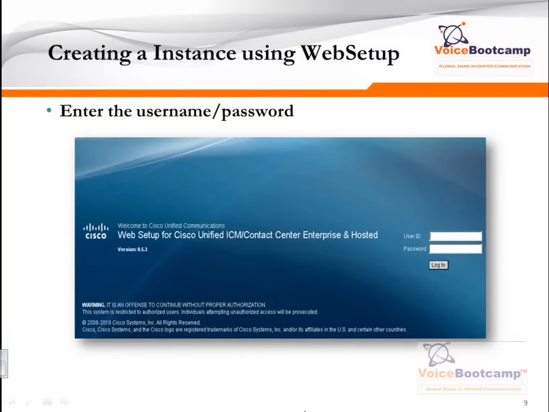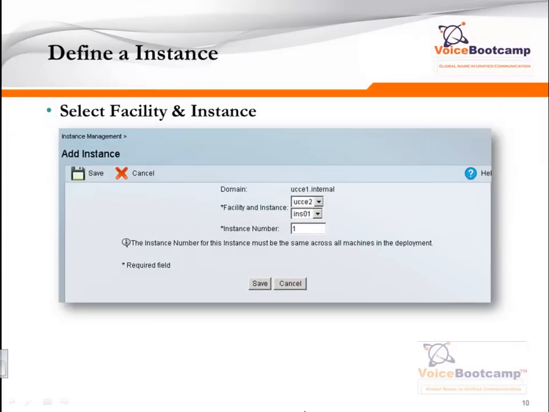To create the router and a logger, the first thing we need to do is create an instance using a web setup tool. Now you must define the instance in a domain manager first before you log into this web page. But once you do that, you log into the web page and then select the facility and the instance that was defined using the domain manager.